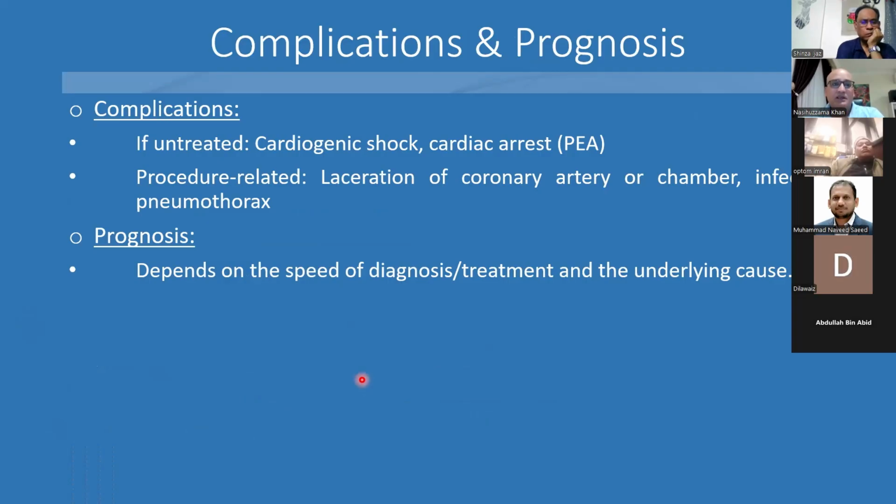Okay, complications. If untreated, cardiogenic shock, cardiac arrest, pulseless electrical activity, and sometimes death can take place. Procedure-related complications are laceration of a coronary artery or chamber, infection, and pneumothorax. Prognosis depends on the speed of diagnosis, treatment, and the underlying cause.